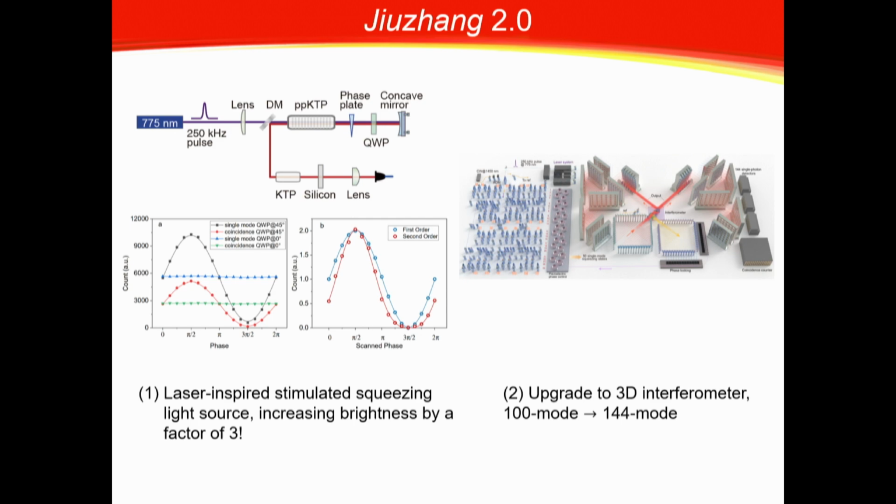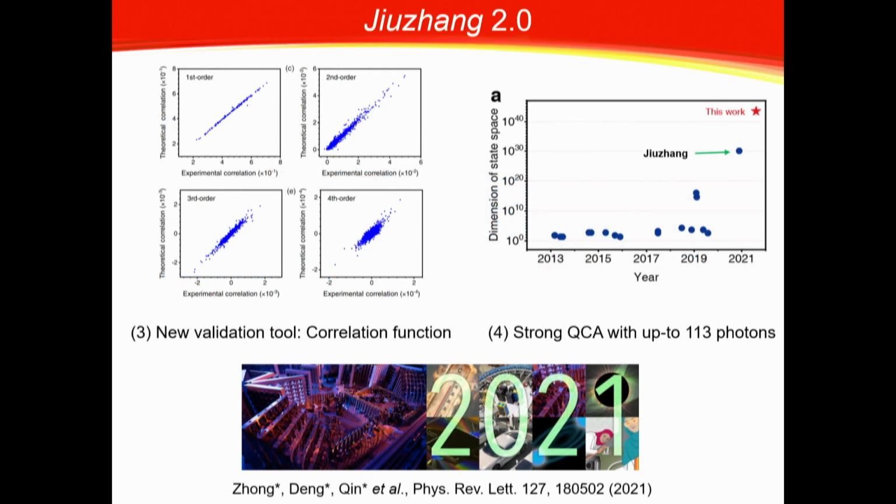So our major improvement in our second generation is we developed a laser-inspired stimulated squeezing light source. So this increased our source brightness by a factor of 3, and also brought a lot of improvement in efficiency. With that, we also upgraded our experiment to a larger scale, from 100 modes to 144 modes, and we are able to arrive at an experiment with more than 100 photons. And we also developed new validation tools to better characterize whether our experiment is done correctly, and that is our experiment in 2021. It's a very strong quantum computational advantage claim.